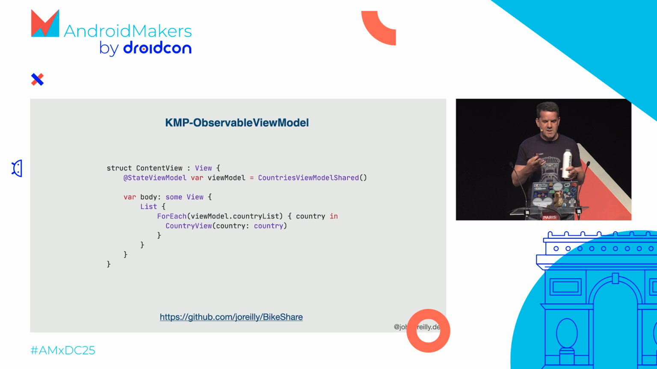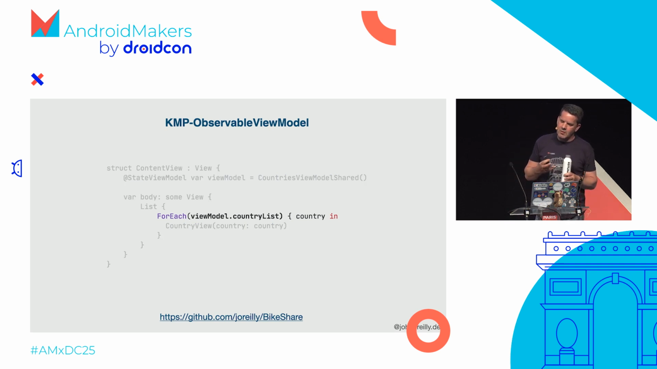We instantiate the ViewModel we saw in the previous slide using the @StateViewModel property wrapper provided by the KMP Observable ViewModel library, which then allows that country list StateFlow from our ViewModel to be observed directly here as a Swift property. And any change to that will cause our UI to be recomposed.